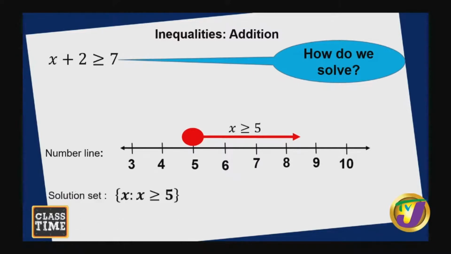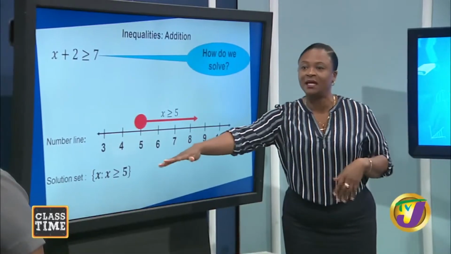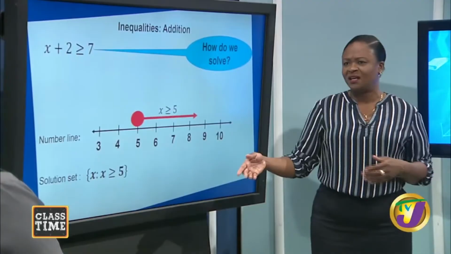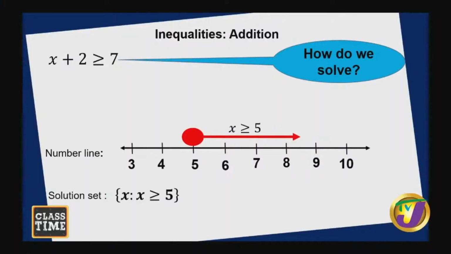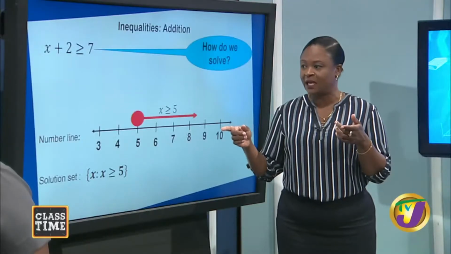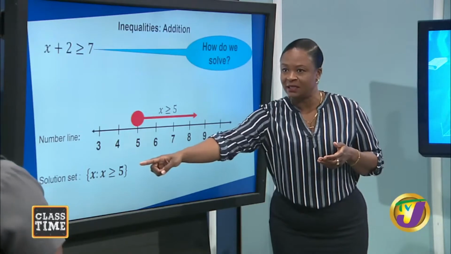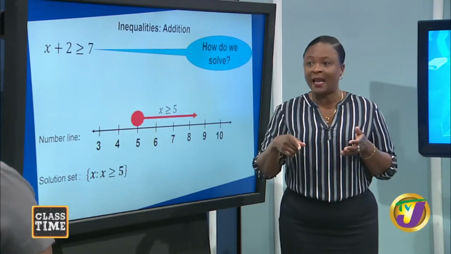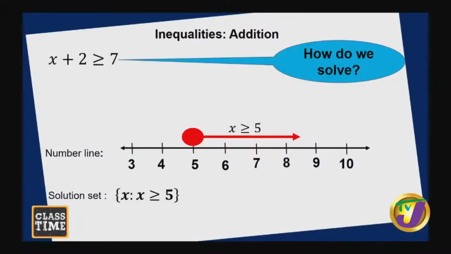Now the solution set is represented in set builder notation. What does that read? It reads: x such that x is greater than or equal to 5. Pay attention to this notation and look at how it is written. It has the curly brackets, and inside the curly brackets we have the variable that is represented, the colon, in some cases a line that is shown, and then x is greater than or equal to 5. Okay, we can live with that.